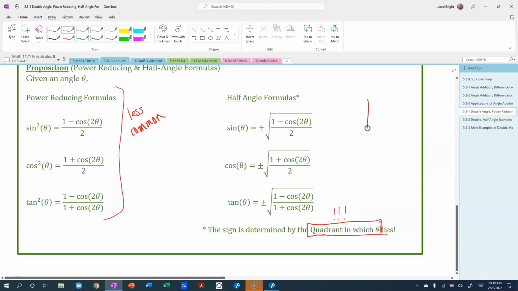So for instance, a lot of us still remember ASTC, all students in calculus, and that helps us determine where different trig functions are positive. So if theta is an angle in quadrant 2 and I'm working with sine, I would choose the plus, for instance. If I'm working still in quadrant 2 but I'm working with cosine, then I would choose the minus here. But it is based on theta, not on 2 theta. All right, something to be aware of.